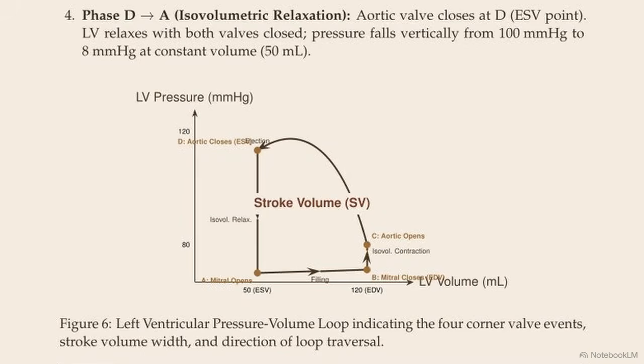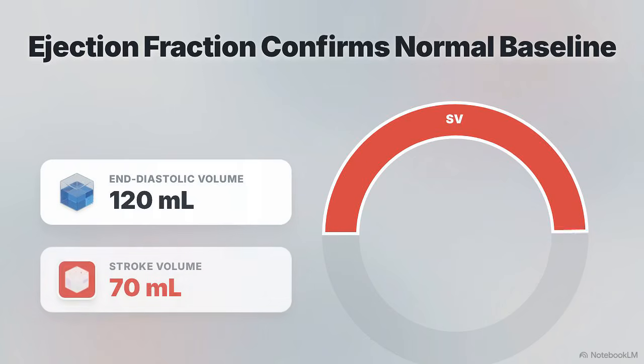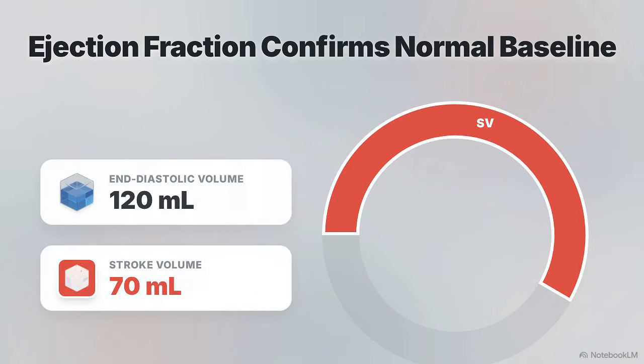The pressure-volume loop plots the left ventricle's internal pressure against its volume. The 4 corner points correspond to when the mitral and aortic valves open and close. Following the loop counterclockwise traces a full cycle. The horizontal width represents stroke volume. Subtracting the 50 milliliter end systolic volume from the 120 milliliter end diastolic volume leaves a net stroke volume of 70 milliliters. The ejection fraction is the percentage of that starting volume that is successfully pumped out. In this case, 70 milliliters out of 120 results in a normal baseline of 58%.